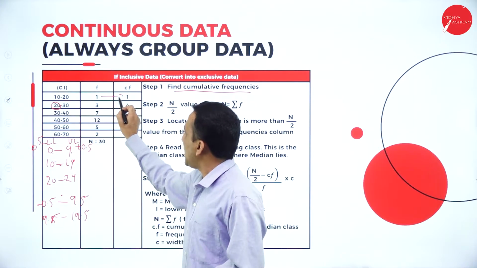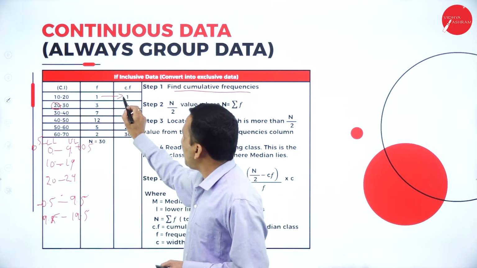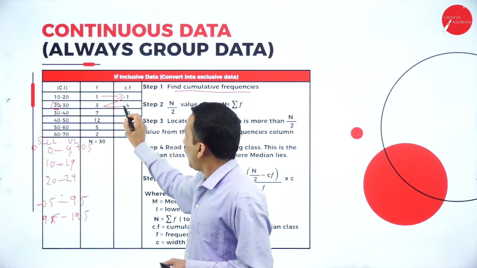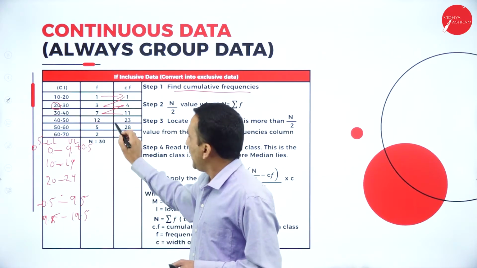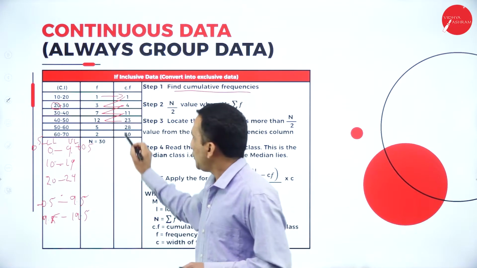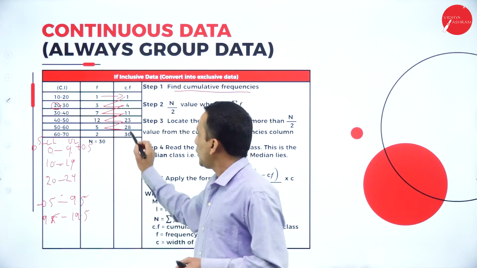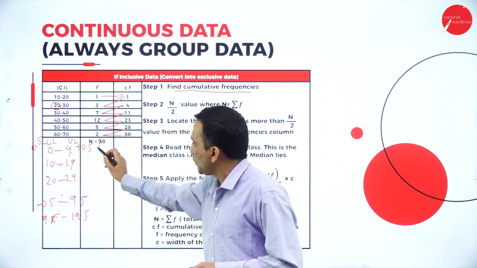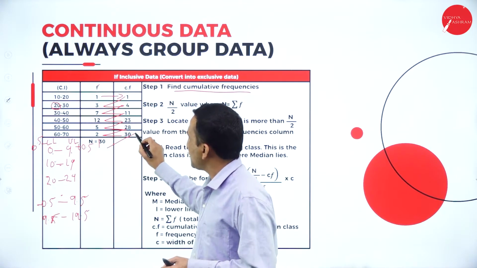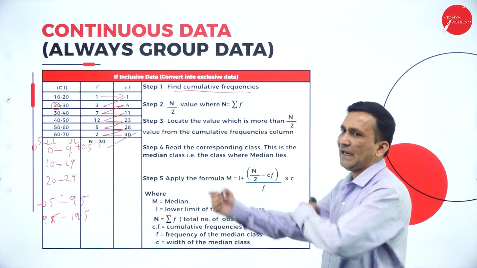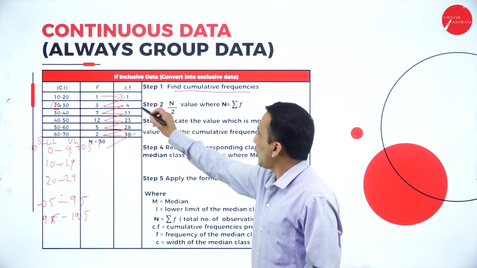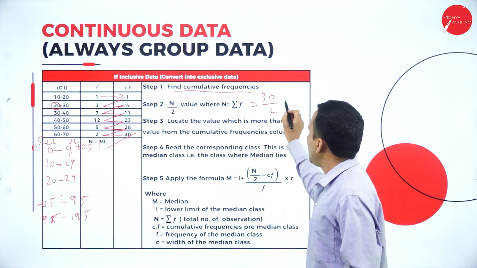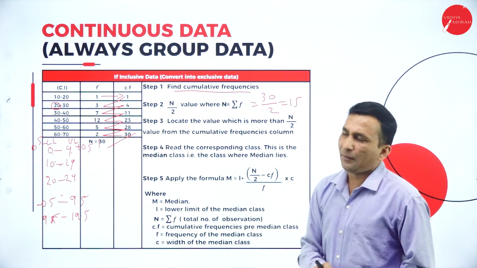The first frequency, as it is, you write. The second cumulative frequency: 1 plus 3, 4. 4 plus 7, 11. 11 plus 12, 23. 23 plus 5, 28. 28 plus 2, 30. After taking the frequency total, the same thing I am getting for the last value. Now go for the second step, N by 2. In this case, N by 2 is 30 by 2, which after simplifying gives 15.